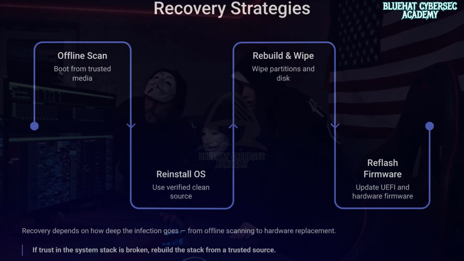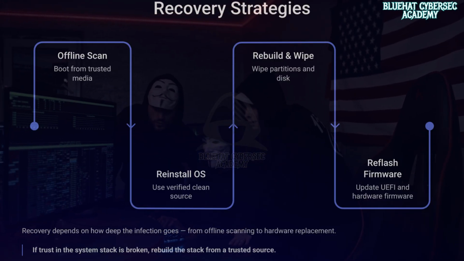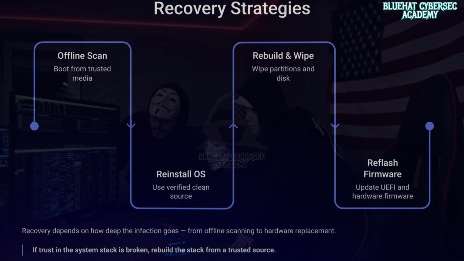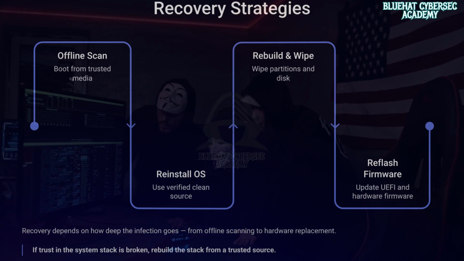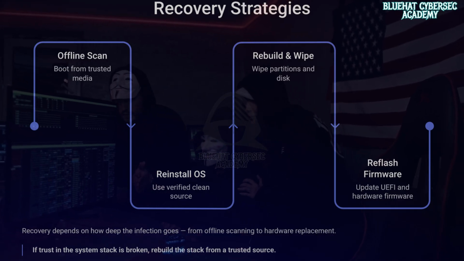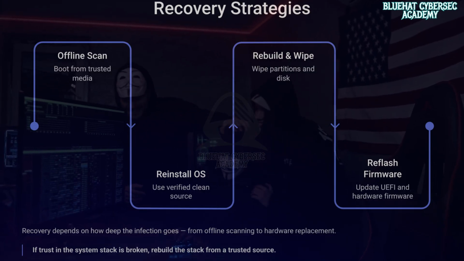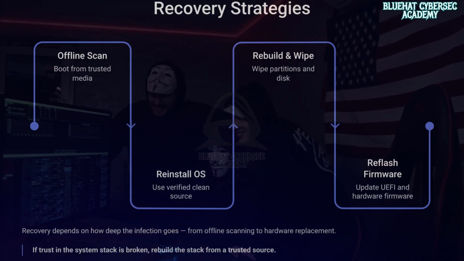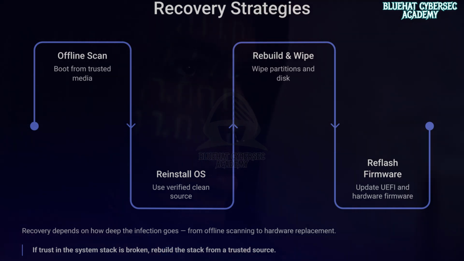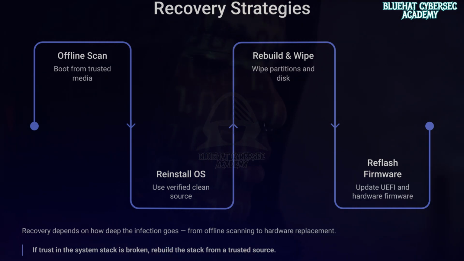Now let's move into recovery strategies, because once a rootkit is confirmed, the response becomes very structured. Recovery depends on how deep the infection goes. So in real-world scenarios, defenders often rely on full offline system scanning using trusted boot media, reinstalling the operating system from verified clean sources, rebuilding partitions and performing complete disk wipes, reflashing firmware in cases of UEFI or hardware-level infection, and in extreme cases, even replacing hardware. And the guiding principle behind all of this is always the same. If trust in the system stack is broken, rebuild the stack from a trusted source.